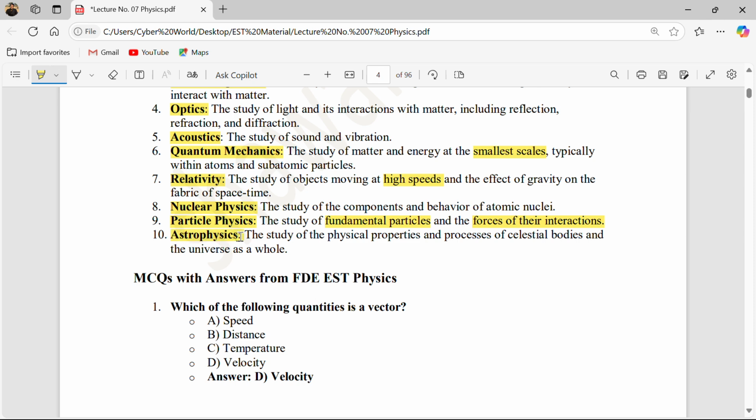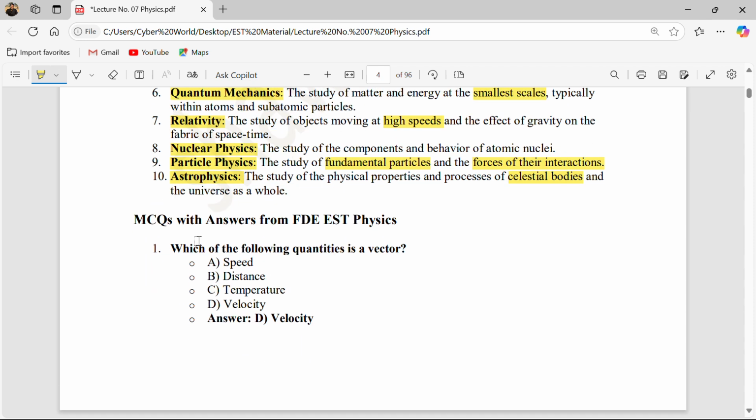Now, what is astrophysics? Astrophysics is the study of properties of celestial bodies, stars, galaxies, the Milky Way, and the universe as a whole. So these are about astrophysics.